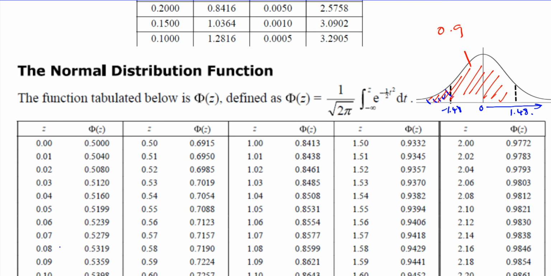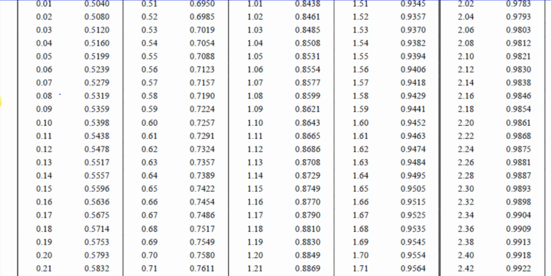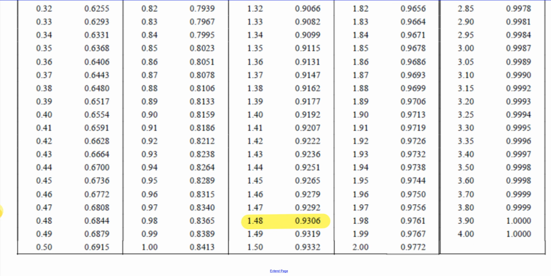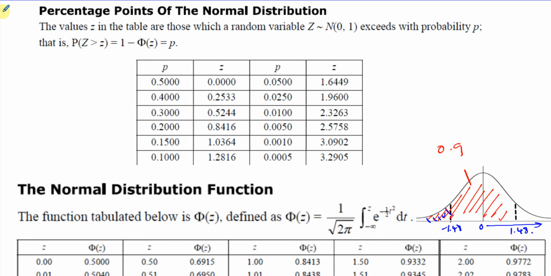Oh, I've forgotten now. Let's go back down and see. 0.9306. Okay, but I don't want this area. I want the area on this side. This is the area I'm looking for, because this area is the same as the area that we're looking for, because it's symmetrical. So if I take this area that I've got and I do 1 minus 0.9306, that's going to give me the area I need, which is the same as what I'm looking for. As you can see, the whole area is actually 1.